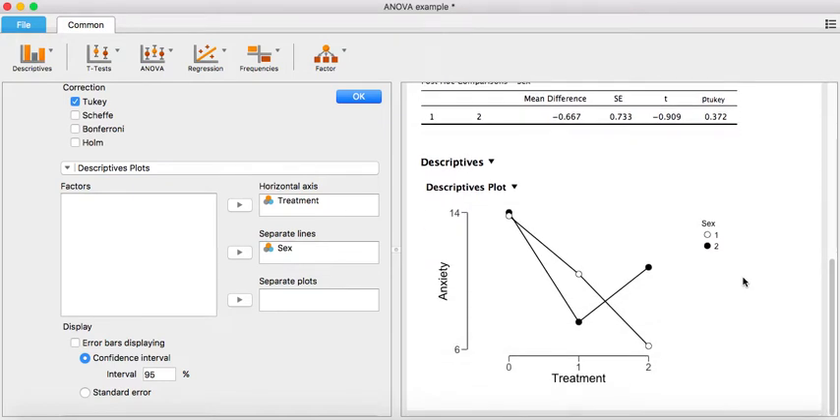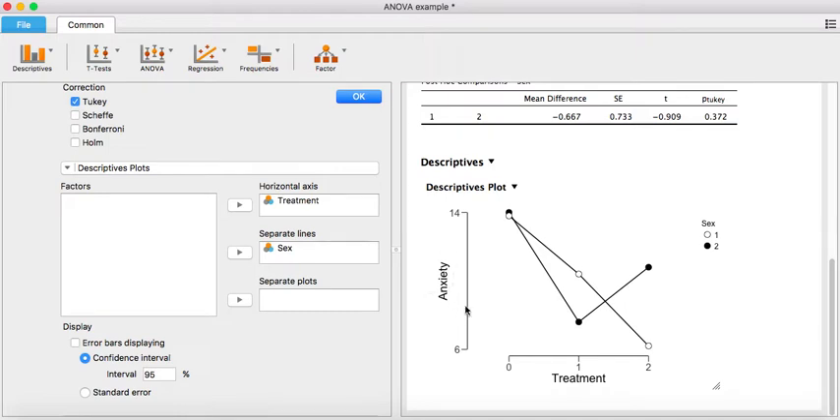Now, how do we interpret this? So we see our treatment groups at the bottom. We've got 0, that's waitlist control, treatment 1, 5 milligrams of our medication, and treatment 2, which is going to be 10 milligrams. Now, for sex, let's say that 1 is male and 2 is female. And over here, we have our anxiety levels.